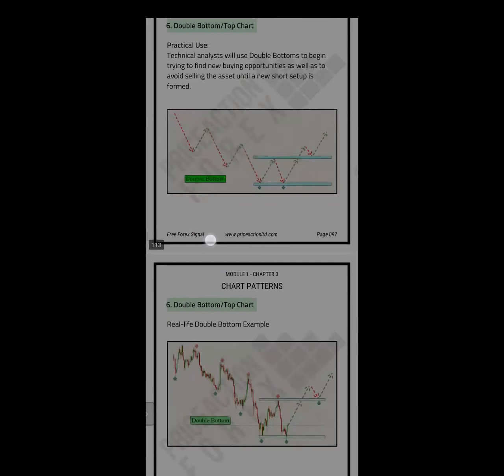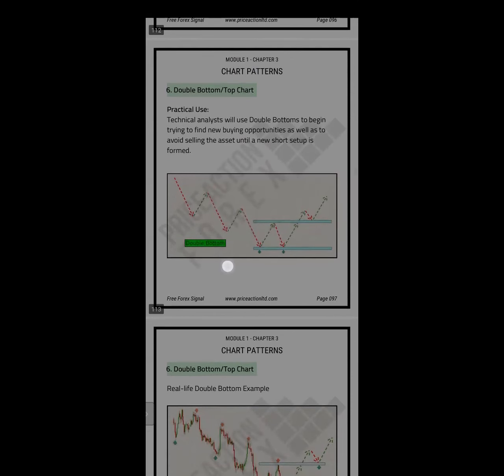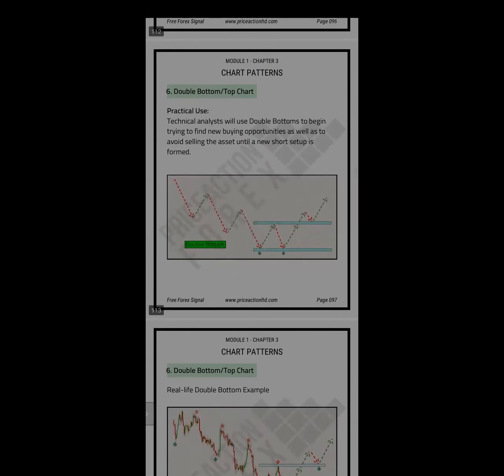To begin trying to find new buying opportunities. You see that? What they mean is that a technical analyst will definitely use the double bottom to begin buying assets or to start creating buying opportunities, as well as not selling their assets until a new short setup is formed.